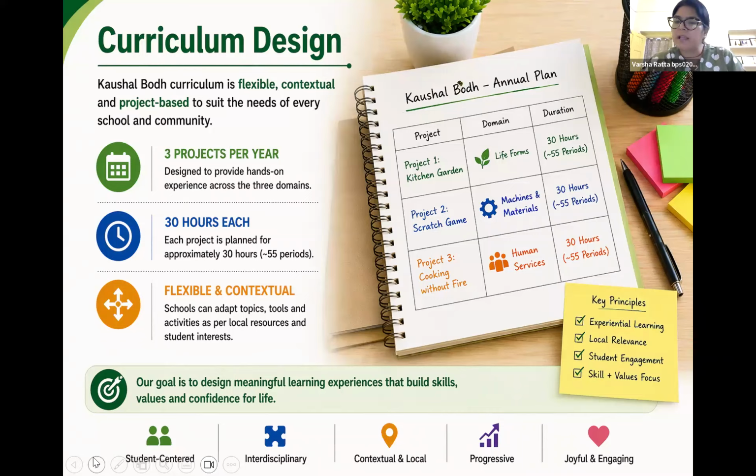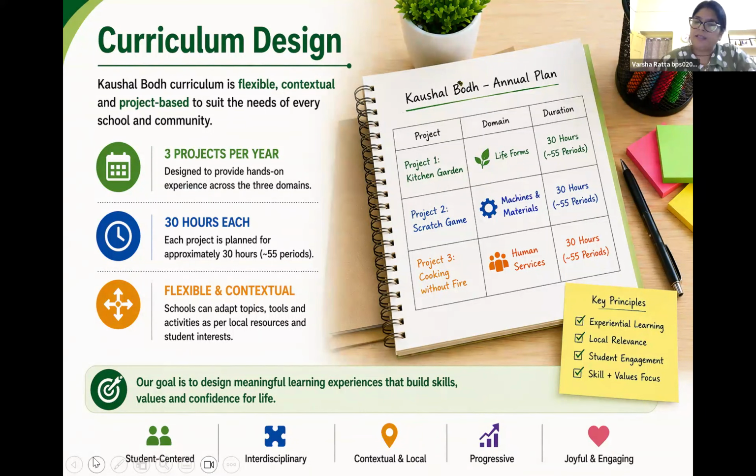ठीक है? तो पूरे साल में कितने हो गए? 55 into 3. Come on. 165. 165 periods are important, right? You have to have at least 165 periods per year for Kaushal Bodh. So 2 periods a week, I guess, is going to be okay, on a Saturday or a Friday as per your school's timetable. Now 30 hours, 55 periods for one project.